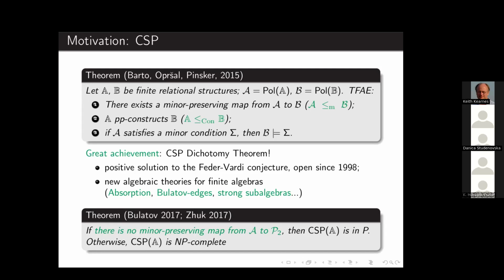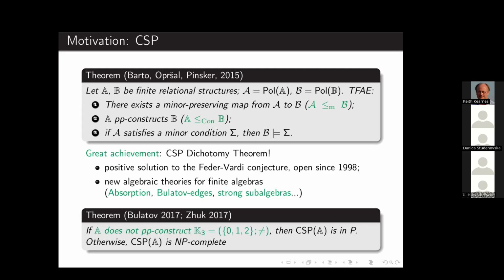For instance, absorption, or the Bulatov theory, or strong subalgebras, all these new notions helped us to understand finite algebras better. And so we can state the CSP theorem in 3 different ways, depending on from which perspective you want to see the borderline between P and NP for finite CSPs.